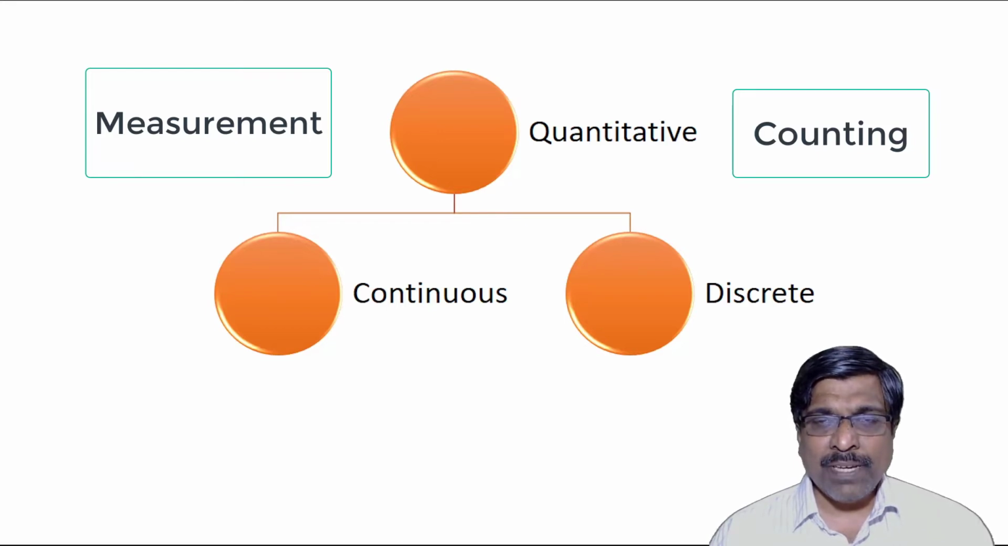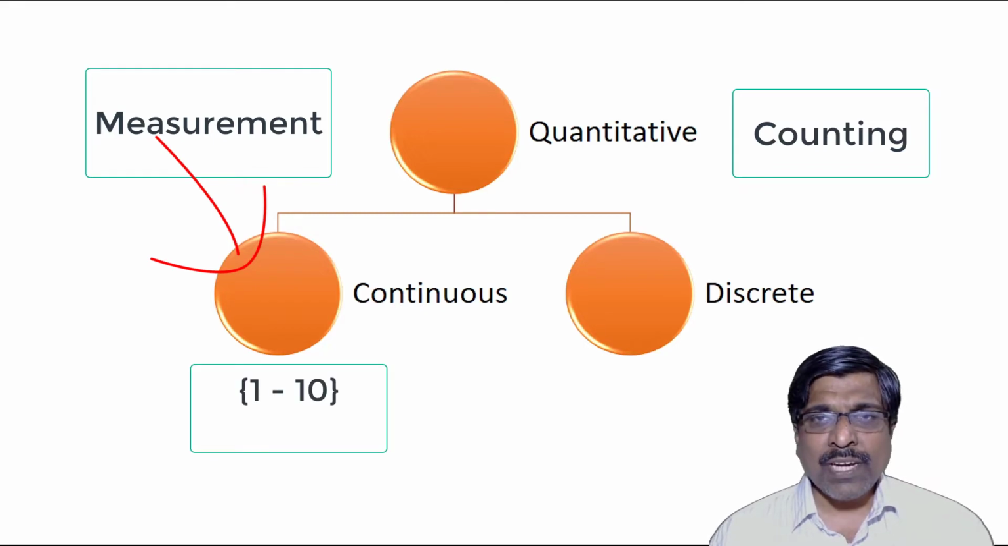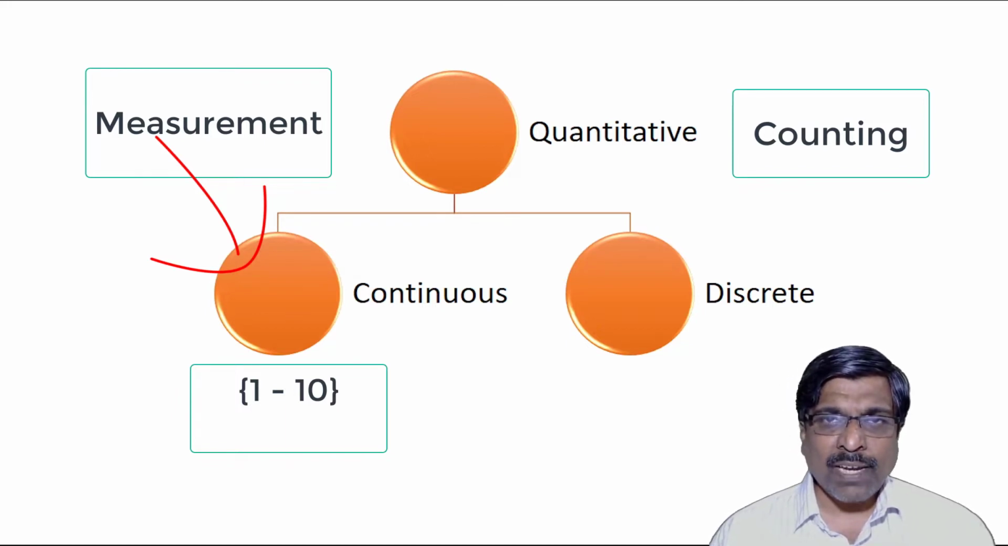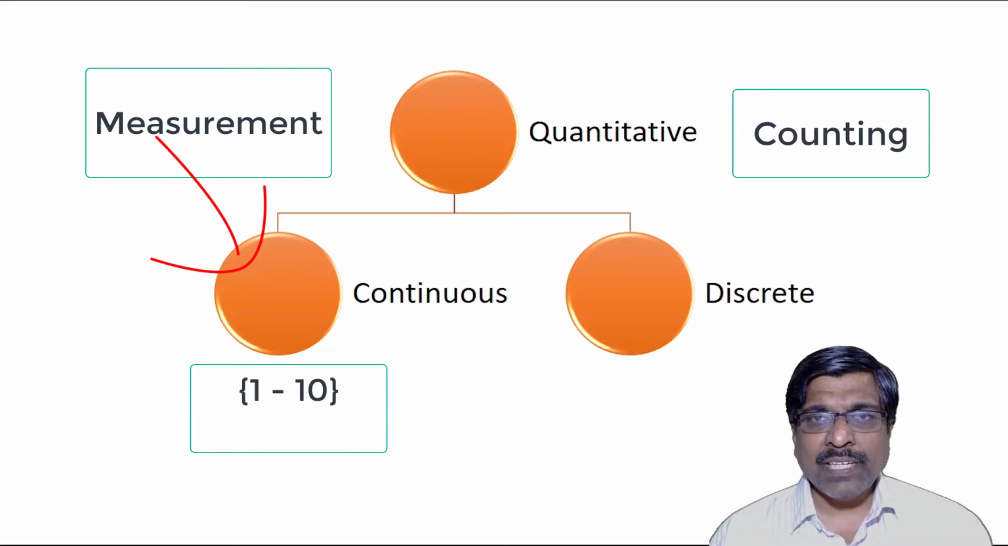Now whether you are using measurement or counting, we can classify this quantitative data into continuous data and discrete data. Now what is continuous data? Continuous data, basically I have an interval where I have a measurement. For example, I will give you an interval between 1 to 10. So I start measuring some values between 1 and 10. I can measure as 1, 2, 3, 4 up till 10. Or I can measure 1, 1.1, 1.2, 1.3, 2.1 and go on. So there can be multiple values between 1 and 10. So this is an example of continuous data.